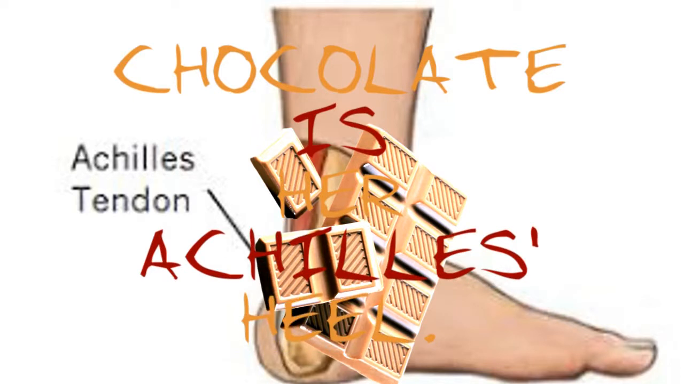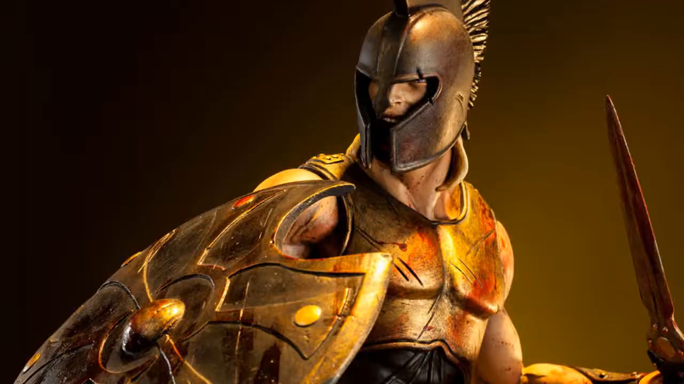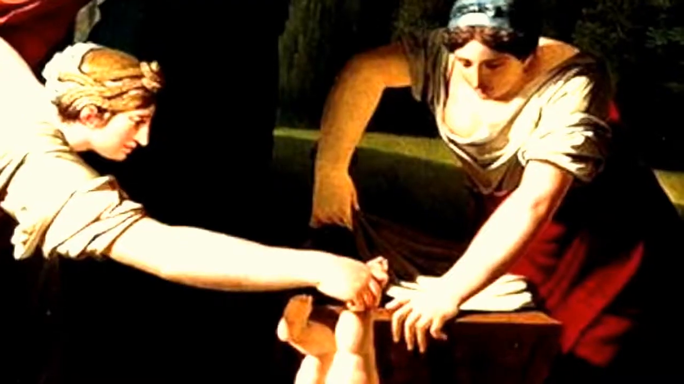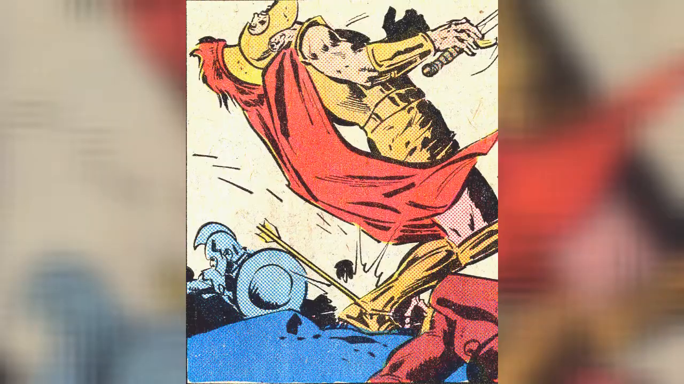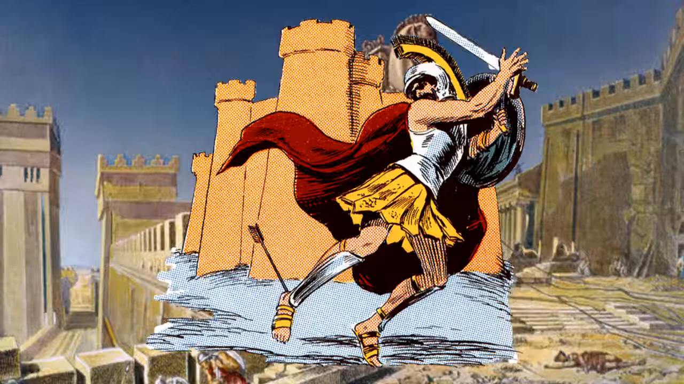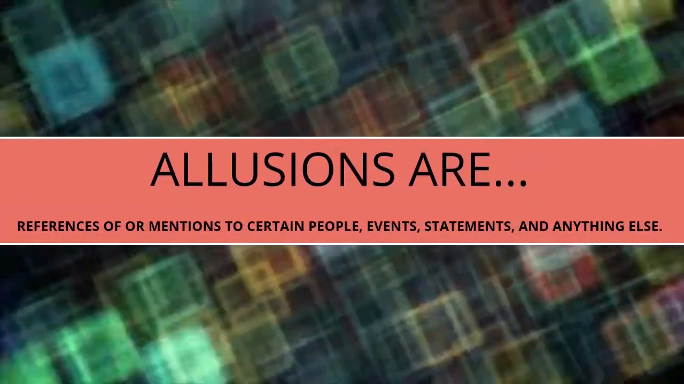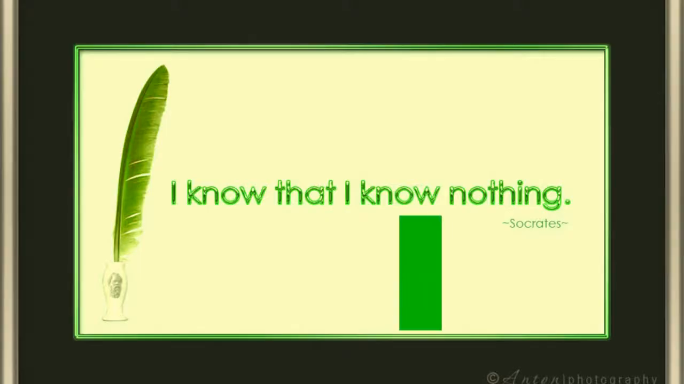Chocolate is her Achilles heel. This phrase makes use of the literary element allusion. This sentence alludes to Achilles, the mythical Greek hero of the Trojan War. When his Achilles was dipped in the river Styx by his mother, he became invulnerable to all injuries, all except his heel, which was the only part of the body not dipped in the river. Achilles was shot in the heel during the Trojan War. The term Achilles' heel refers to the point of weakness. Allusions are references or mentions to certain people, events, statements, and anything else.